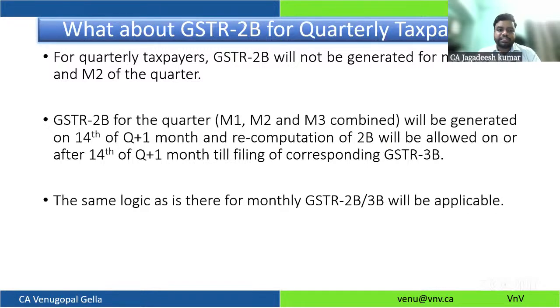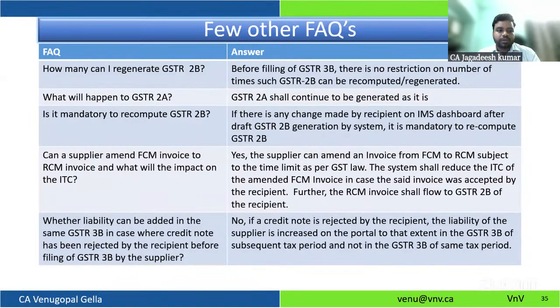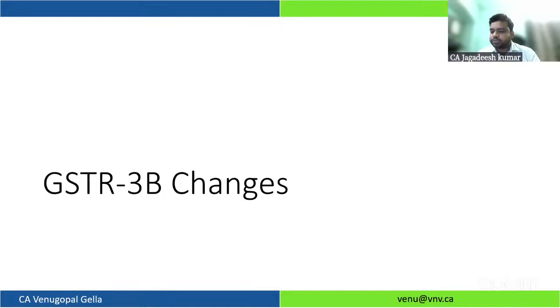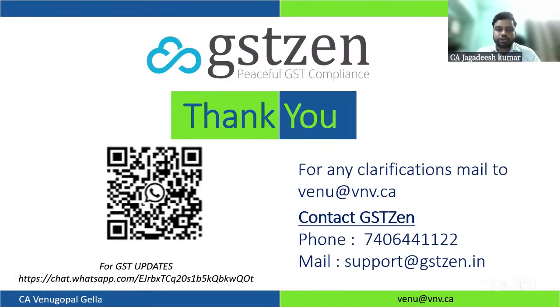So what about the GSTR 2B for quarterly taxpayers? The way GSTR 2B is generated after Q+1, after the ending of the quarter, the same way GSTR 2B will be generated even now. There are some more FAQs, but we are running out of time to show you the demo of how IMS can be complied with using the GSTZen software. Before moving on to the next slide, I will take some questions before moving on to the taxation.